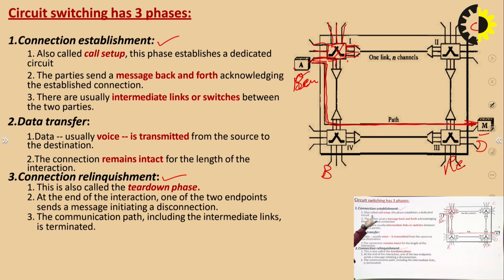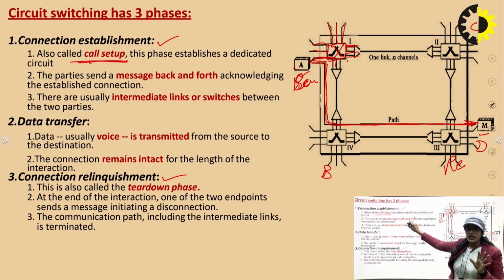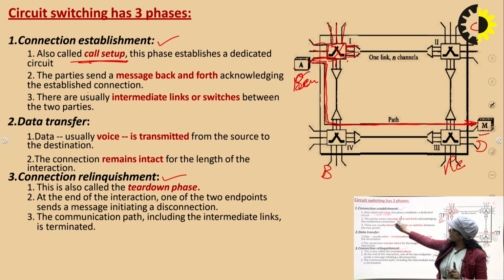So first we have to make a connection. This connection is also called a call setup, and this phase establishes a dedicated link, right? Next, the parties send messages back and forth acknowledging the established connection, right? So when a connection is established, users can communicate with each other, they receive some messages and they send some messages. This is called back and forth, right?